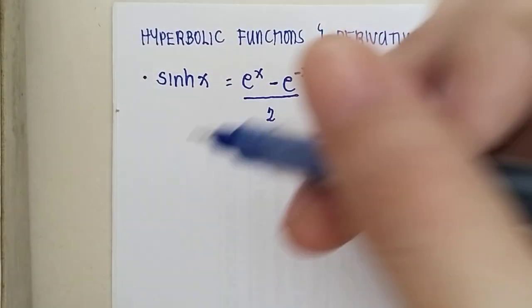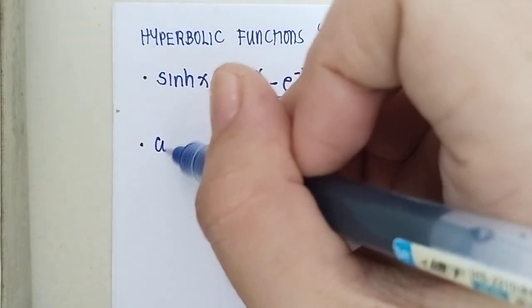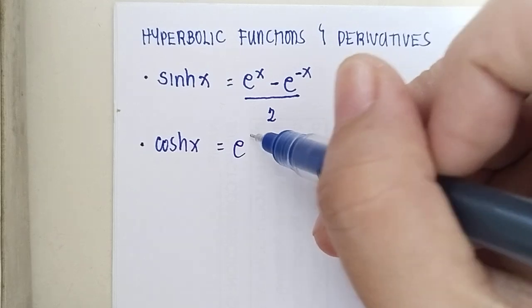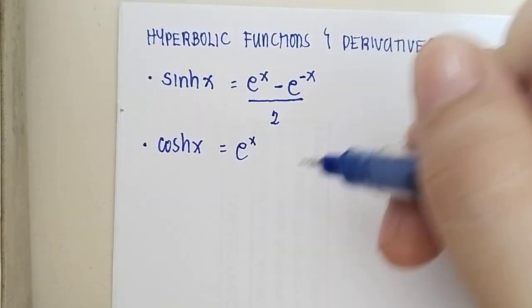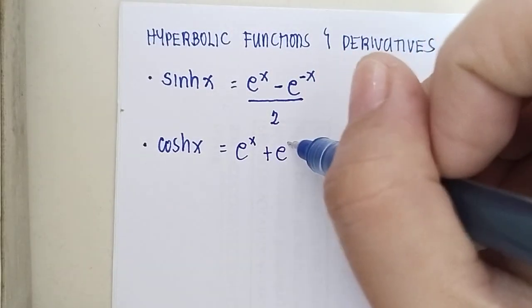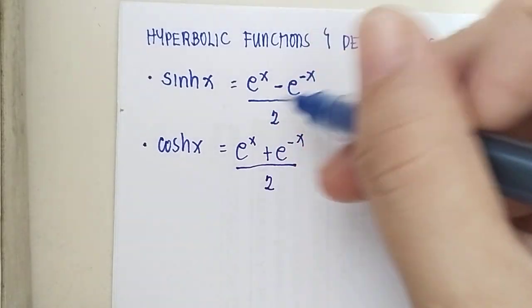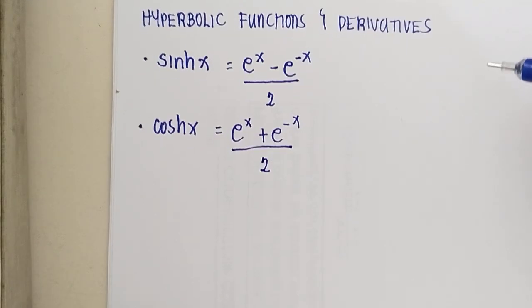So, the hyperbolic cosine naman, please take note also that this is equivalent to e raised to your angle, which is in this case x, plus e raised to negative x all over 2. So, very similar siya. Nagkaiba lang po yung sign natin.